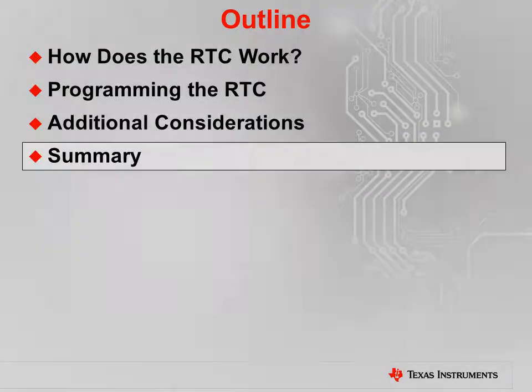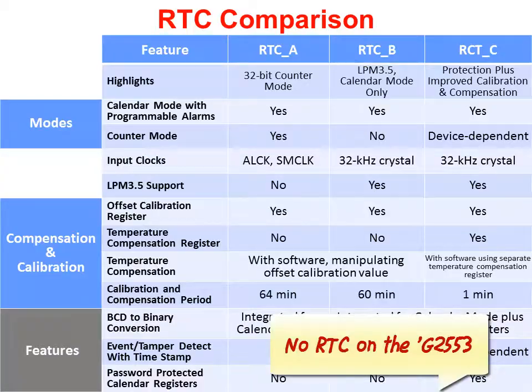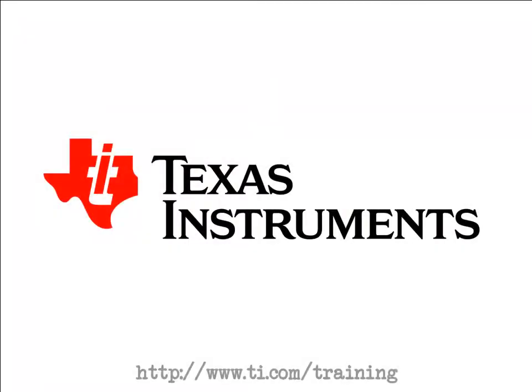To summarize, this summary table shows the differences between the 3 RTC variations found across the MSP430 family. The F5529 happens to use RTC-A, while the FR5969 uses the RTC-B peripheral. The G2553, which we've often discussed in this course, doesn't contain an RTC. That concludes the chapter on real-time clocks. Currently, we don't have a lab exercise for this peripheral. We suggest that you refer to the examples provided by the MSP430ware driver library team.